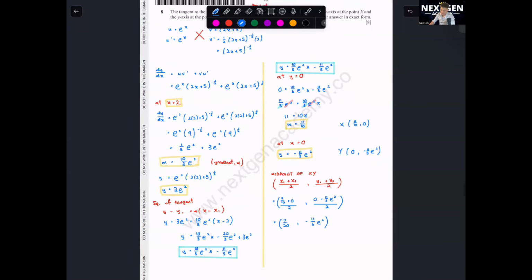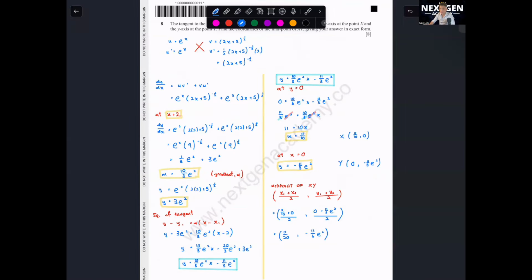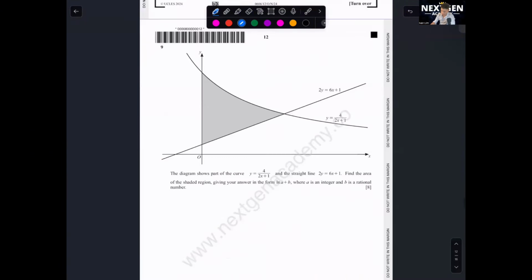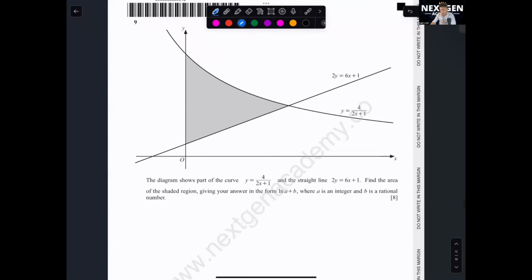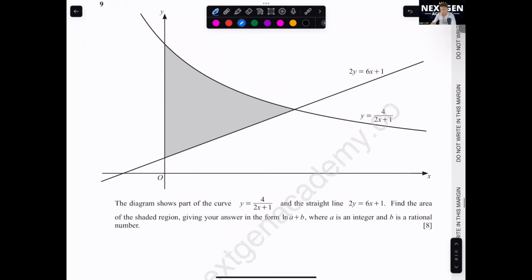Hey, no issues? Yeah, this one, I think quite straightforward still. Just be careful, okay, when you calculate. Okay, let's go to number 9. Another one sentence, 8 marks. Okay, this is on integration.